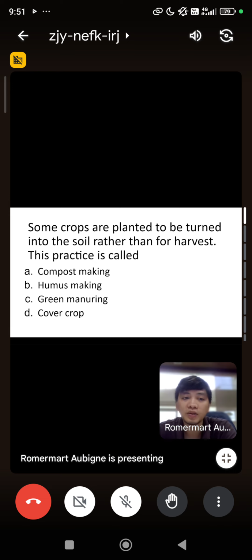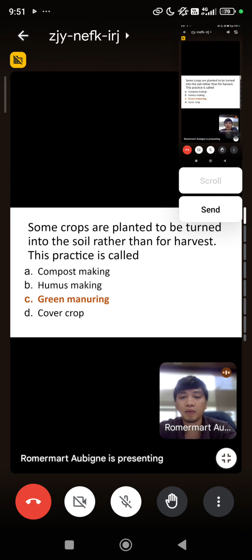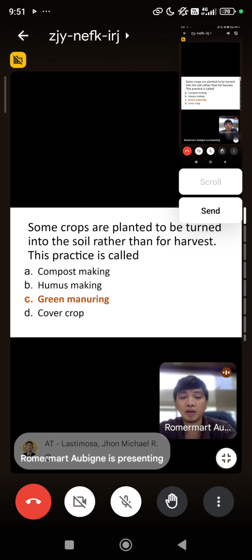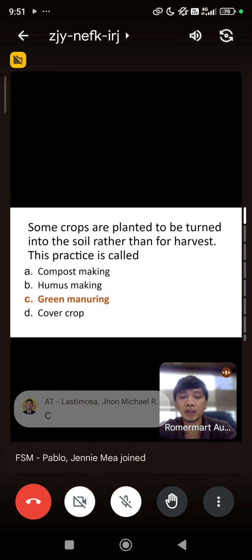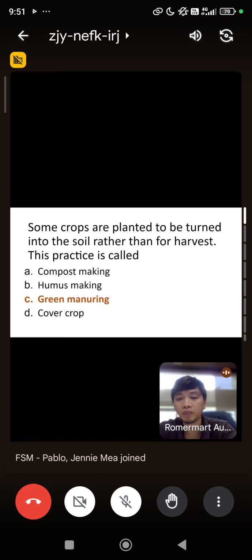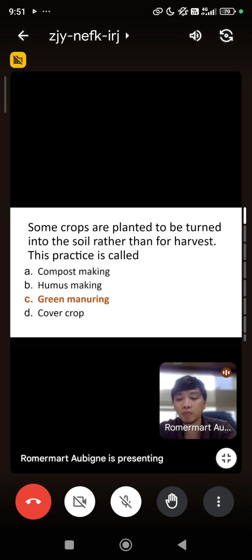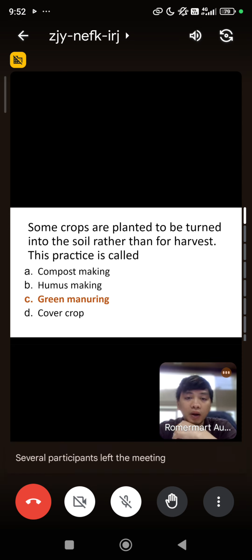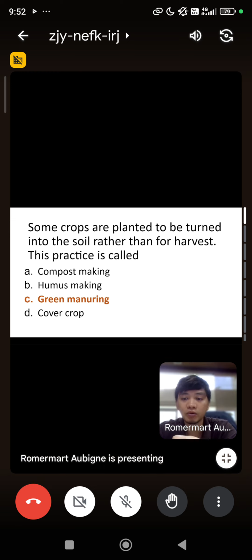Opo. So the answer is green manuring po. Green manuring ang tawag po doon sa mga crops na ginagamit natin na maging pataba. We plant them para maging pataba. Usually yan yung mga leguminous crops na for nitrogen fixation dun sa kanilang mga root nodule.